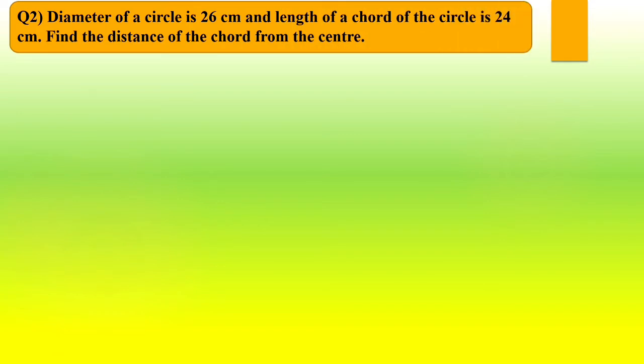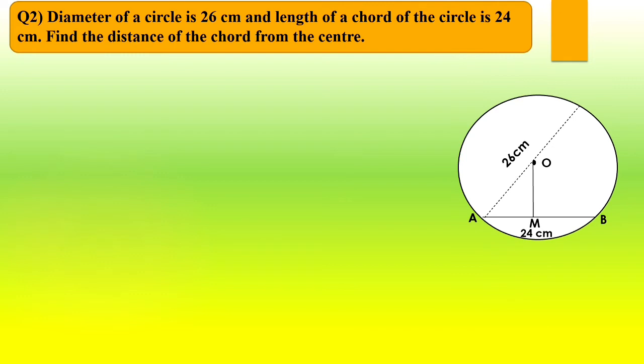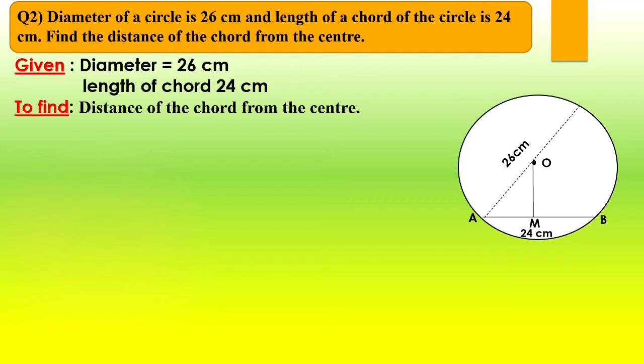Children, now let's start the question number 2. Diameter of a circle is given 26 centimeter. The length of the chord of a circle is given 24 centimeter. Find the distance of the chord from the center. So here diameter is given 26 centimeter and chord AB is given 24 centimeter. Let the given information. Here we have to find the distance between chord and center. It means like OM we have to find.